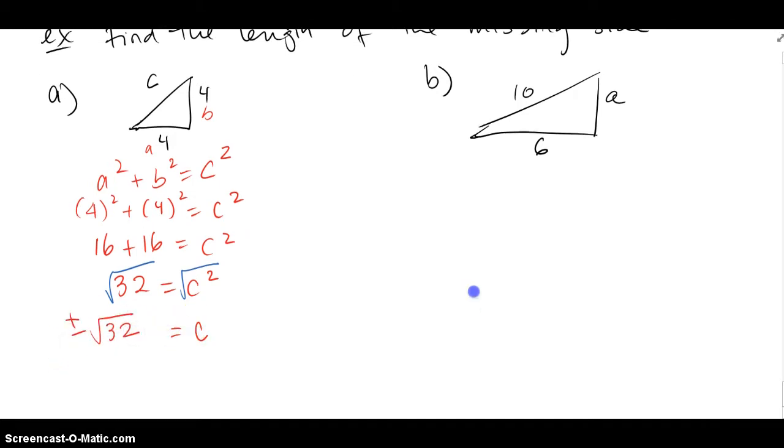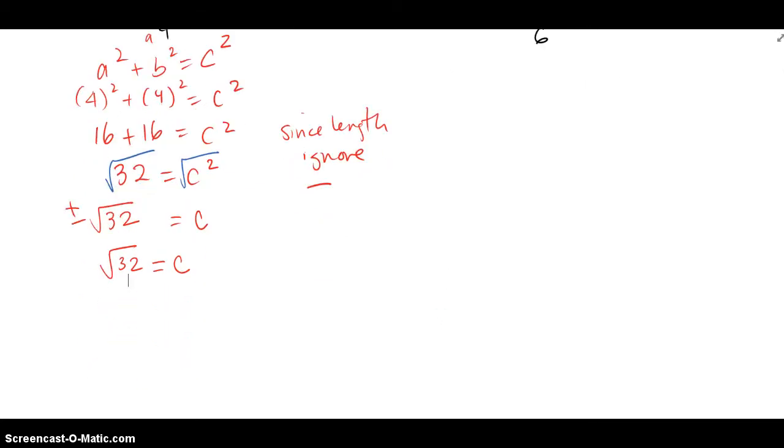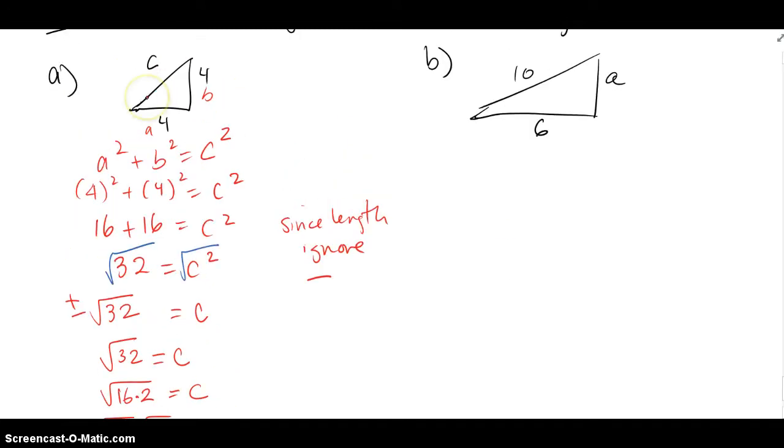Now again, it's plus or minus, but since we're dealing with length, we ignore the negative one. So c is just going to be square root of positive 32, and while we're at it, let's go ahead and simplify that as square root of 16 times 2. So we can split that and get c equals a positive 4 square root of 2 is how long the third side, or the hypotenuse, of this triangle is.